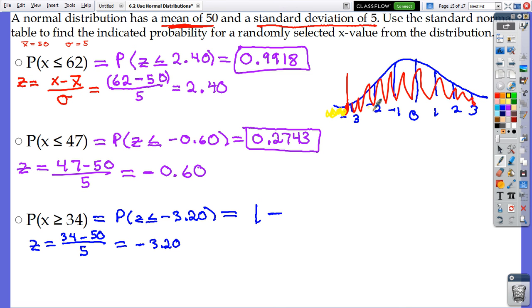To get the greater than, I know the whole thing when I add it all up is 1, or 100%. So to get the part that's greater than, all I have to do is take 1, which is the whole thing, minus the part that the chart gives me, which is this yellow part here, and that'll give me my greater than. So anytime it's a greater than problem, I can do 1 minus that value in the chart. That's going to do it for me.